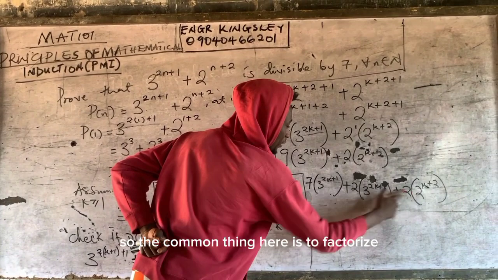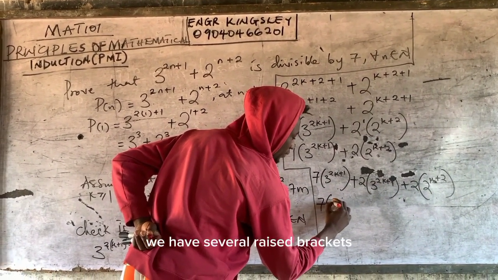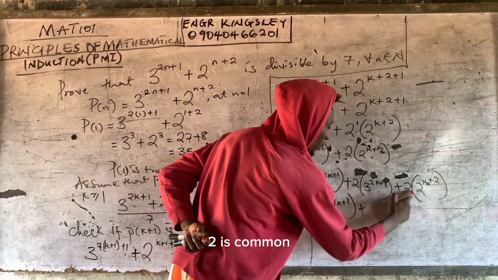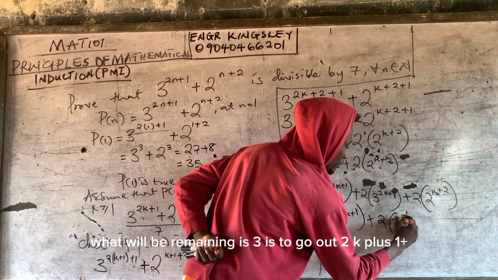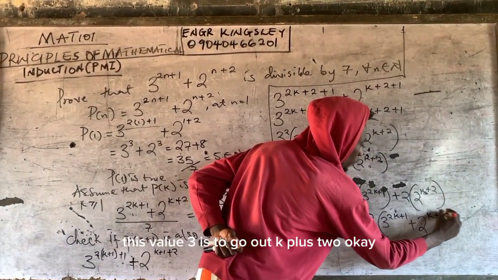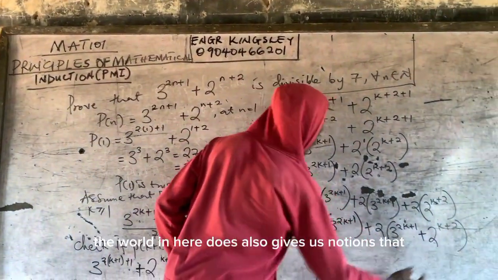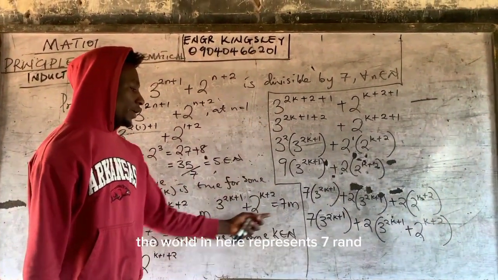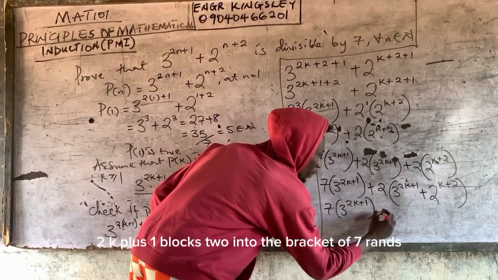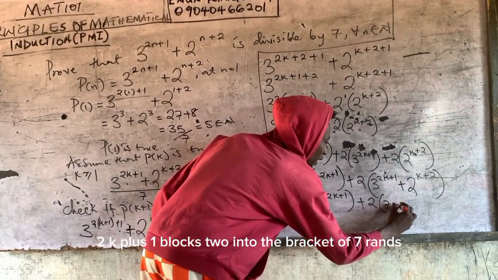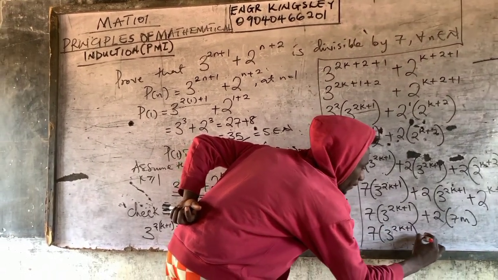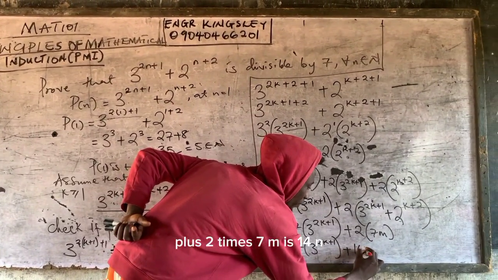So the common thing here is to factorize. We have 7 bracket 3 raised to the power 2k plus 1. 2 is common, we factor 2 out. What will be remaining is 3 raised to the power 2k plus 1 plus 2 raised to the power k plus 2. The whole thing here, from the assumption, notice that it represents 7n. So we replace it. We have 7 bracket 3 raised to the power 2k plus 1 plus 2 into the bracket of 7n. When we open the bracket, we have 7 bracket 3 raised to the power 2k plus 1 plus 2 times 7n, which is 14n.